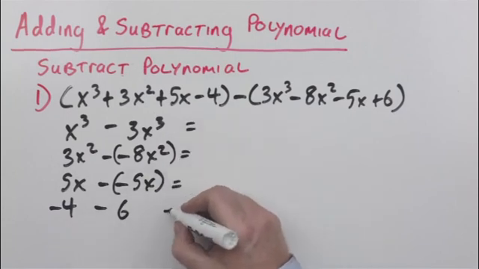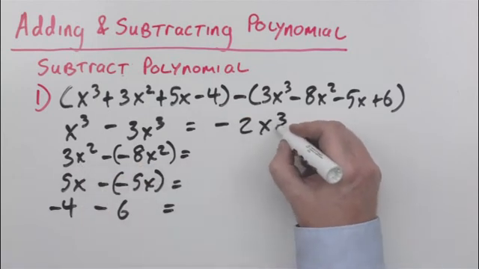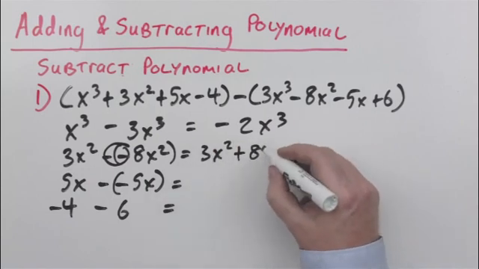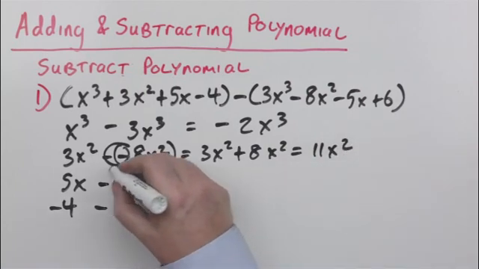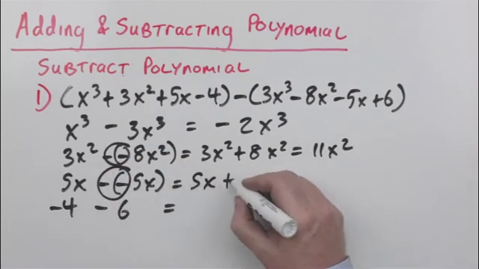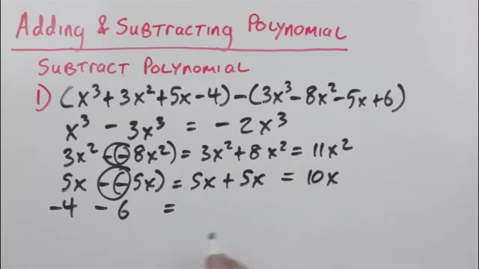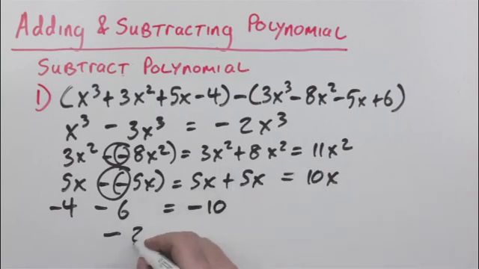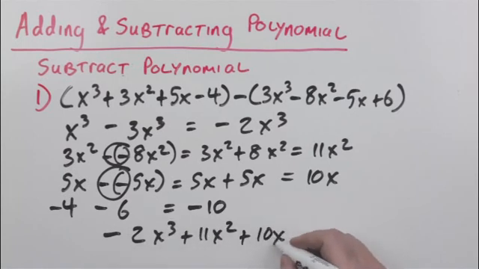Let's see here. x cubed minus 3x cubed is negative 2x cubed. And here I need to get rid of those two signs. So let's see, the two negatives become a positive 8x squared. So add those together, and of course I get 11x squared. Those two signs become a positive, so 5x plus 5x is 10x. Negative 4 minus 6 is negative 10. And here's my answer. Write down all the terms. Negative 2x cubed plus 11x squared plus 10x minus 10. Great.